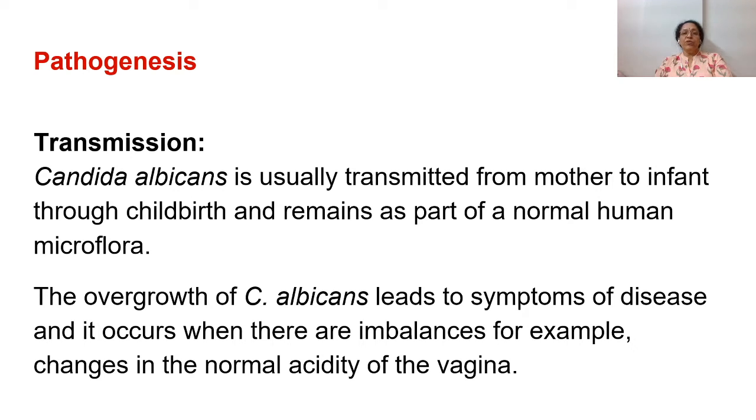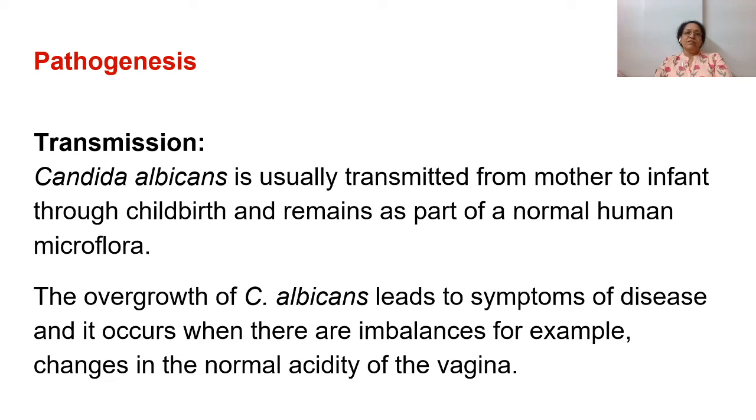Here, when overgrowth of Candida occurs in the body, at that time one can see symptoms of a disease caused by it. So this is mainly because of a certain type of imbalance. For example, when there is a change in the pH of the vagina, at that time Candida albicans overgrows and causes a disease, that is vaginosis, that is, in the mucous lining of the vagina, entry of Candida, overgrowth of it, and then one can see symptoms of irritation, etc., in the vaginal area.